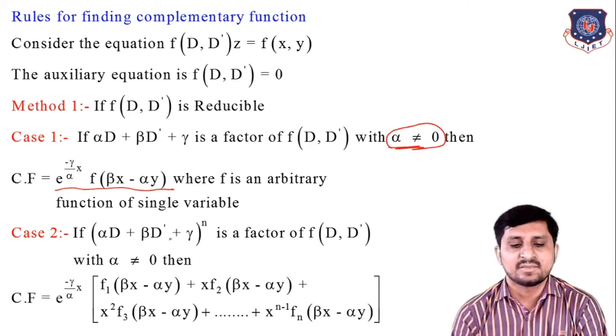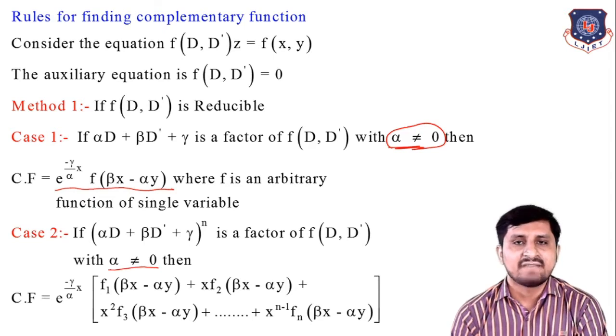So if (αD + βD' + γ)^n is a factor of f(D, D') with α not equal to 0, then for that we have to apply this rule: e^(-γ/α · x) [f1(βx − αy) + x f2(βx − αy) + ... + x^(n−1) fn(βx − αy)].